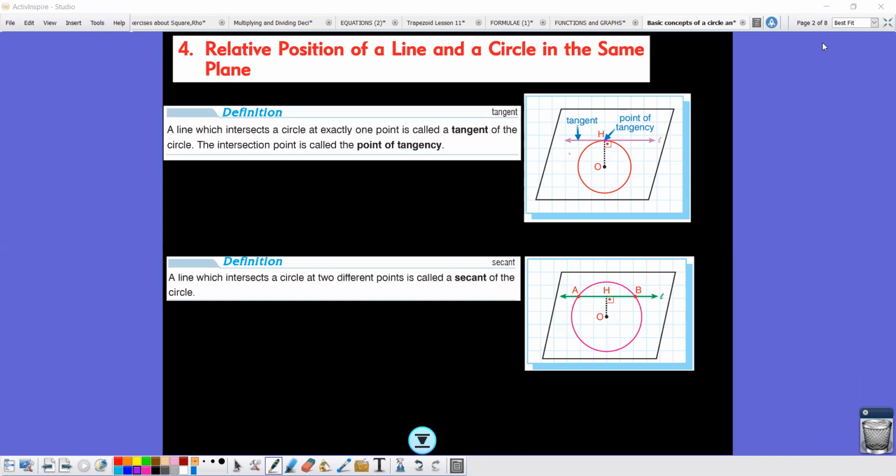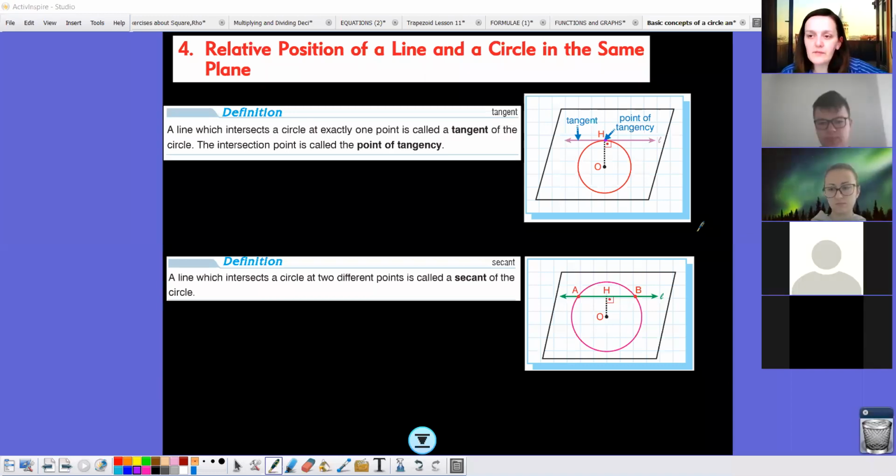Now, if we understood what is tangent and what is secant, I will continue. As I have said before, I am not asking definitions in any exam, but you need to know what is tangent and what is secant. Not exactly the definition, but you need to know in a figure what is secant and what is tangent, okay?